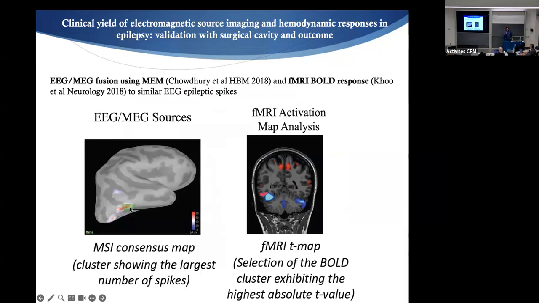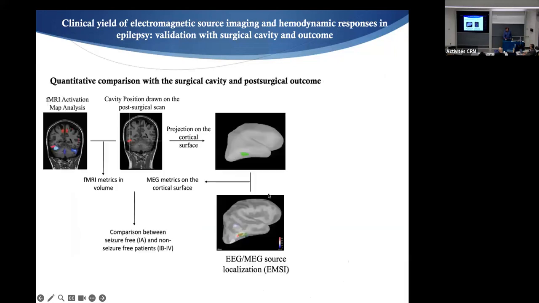So I can compare those two. Same for fMRI. You get your fMRI map, your most significant cluster, which was a negative cluster here. And then the color is not perfect, but this magenta color is actually the surgical cavity that was marked here. And then from those, we can compare metrics.